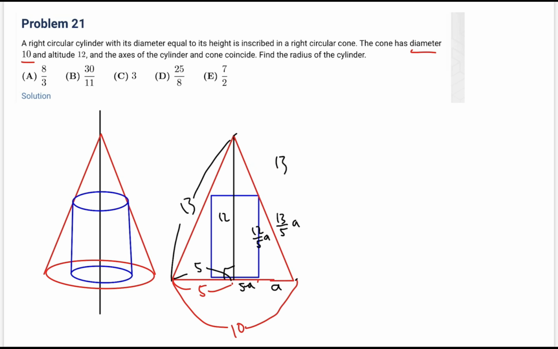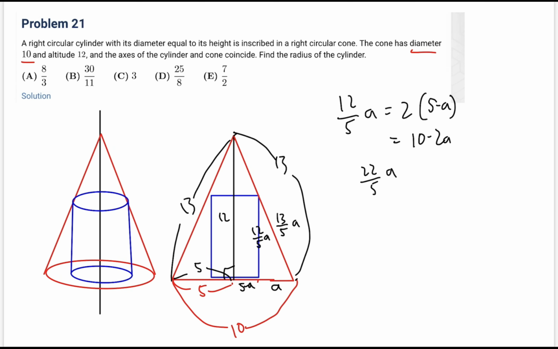This much is 13, and then this is the same as this, right? So 12 over 5a equals 2 over 5 minus a. This is 10 minus 2a, so 22 over 5a equals 10. A is 50 over 22. So find the radius of the cylinder.